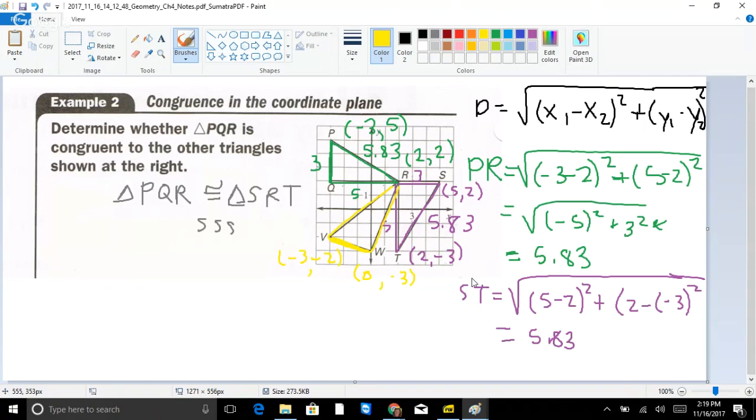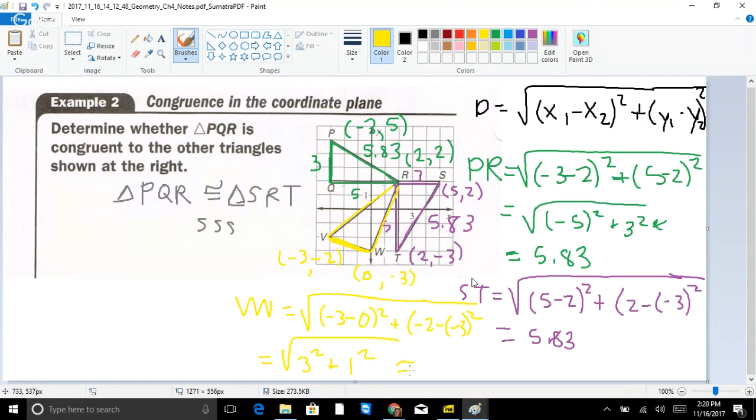Okay, so let's find the distance there. The distance between V and W is the change in x's, so -3 minus 0 squared, plus the change in y's, -2 minus -3 squared. So we're going to end up with basically 3 squared plus 1 squared.